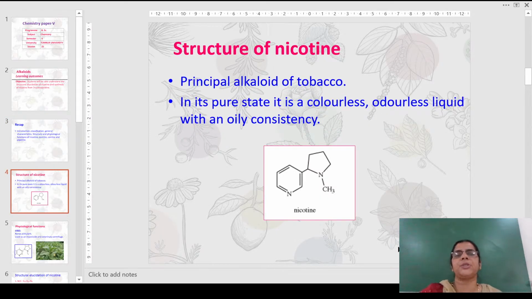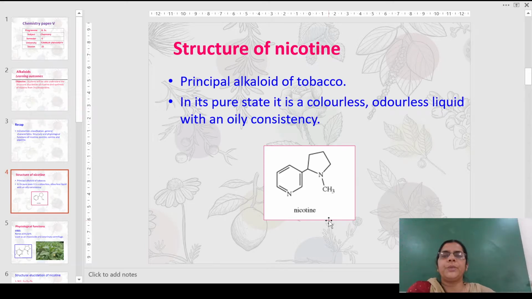Now coming to the structure of nicotine, it is a principal alkaloid of tobacco which is consumed in various forms as cigarettes, in rural areas as beedis, and it is also chewed. In the purest form, nicotine is a colorless and odorless liquid, and it has an oily consistency, and this is the structure of nicotine.